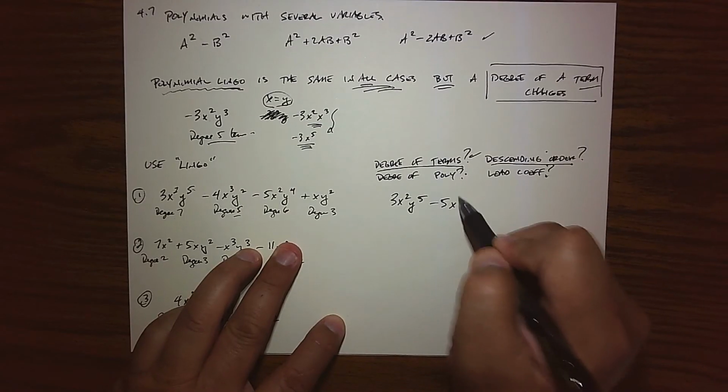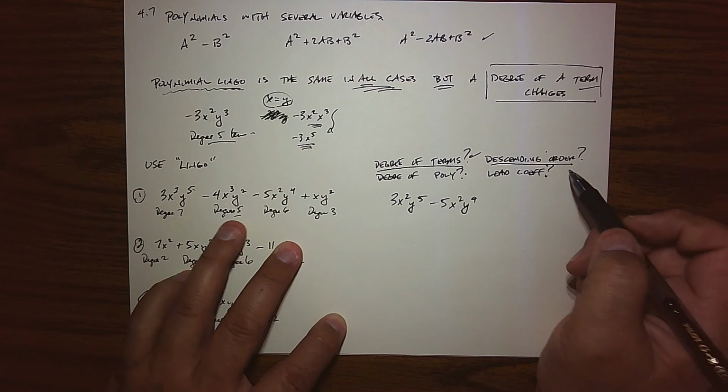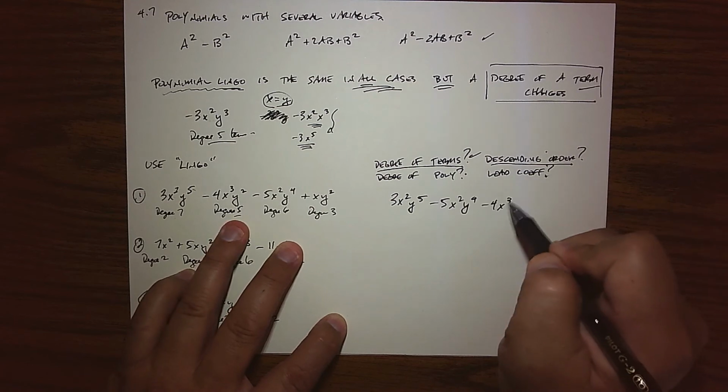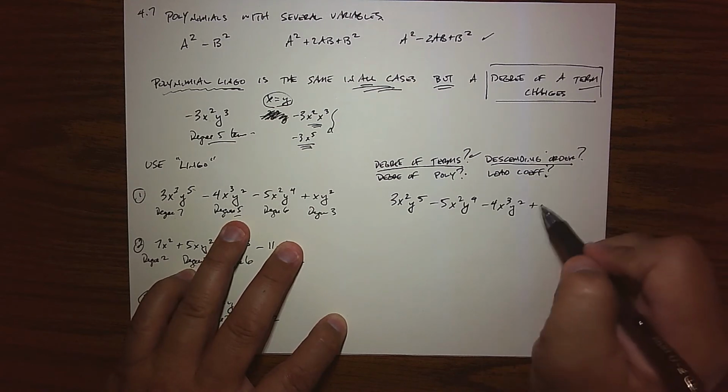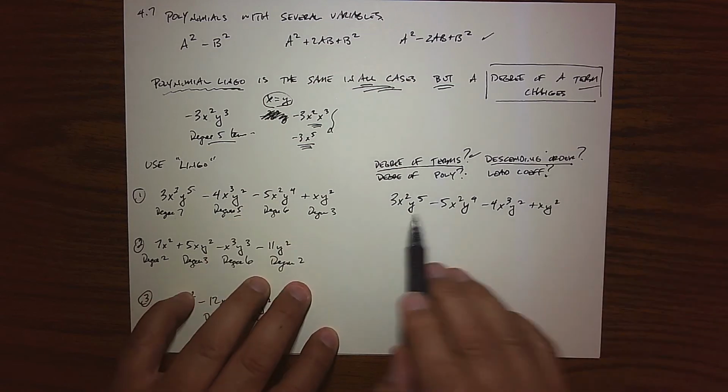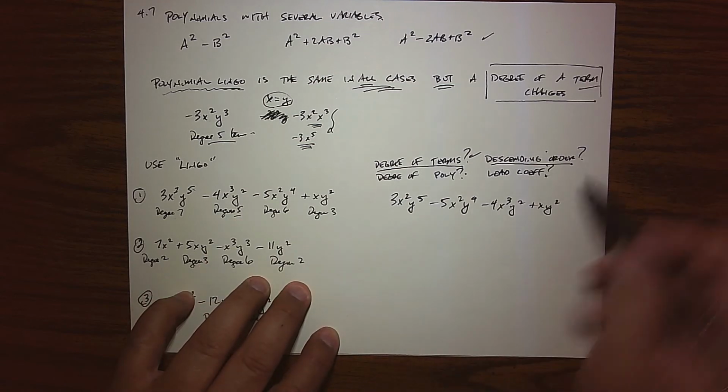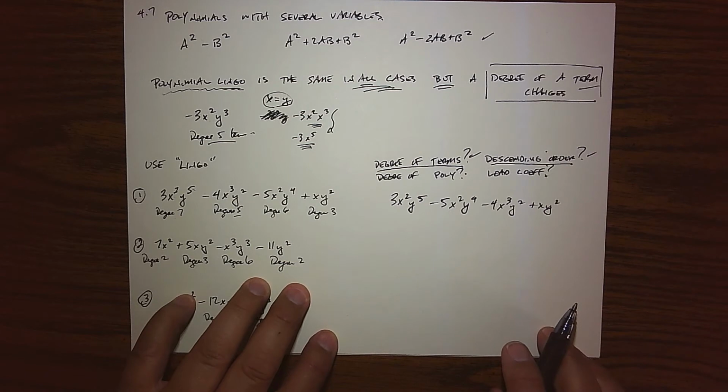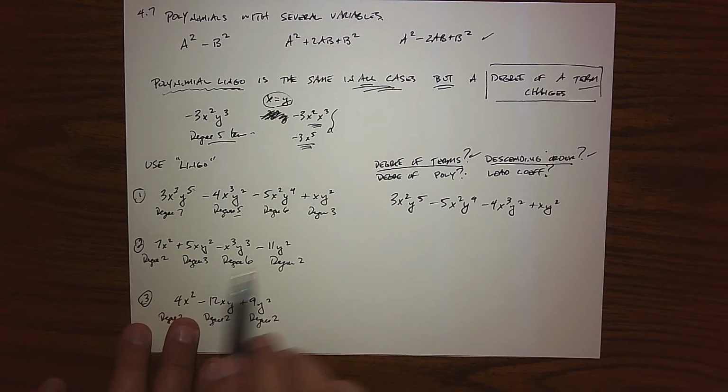Minus 5x squared y to the 4th, minus 4x cubed y squared, and then plus an xy squared. So degree 7, 6, 5, and 2, we are now in descending order. All right, if we take a look at the next one, it's definitely not in descending order, right? There's our degree 6 term, and it's not out in front.